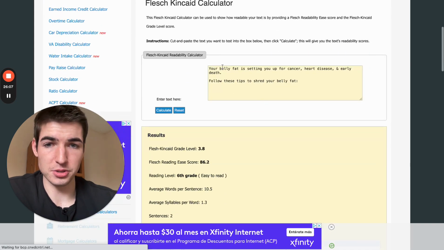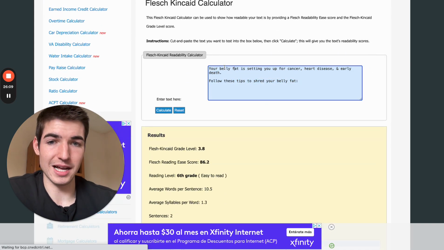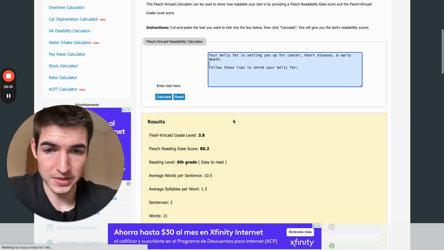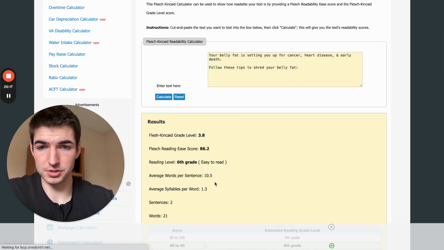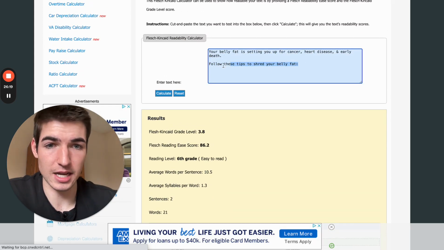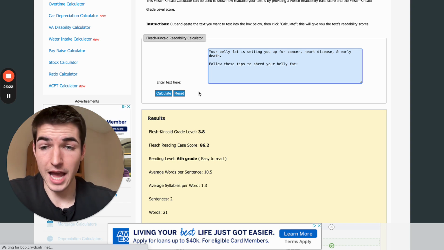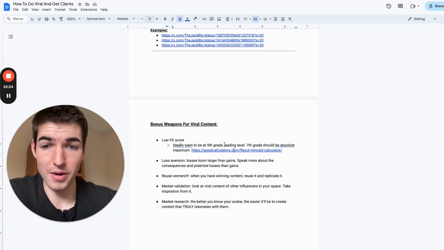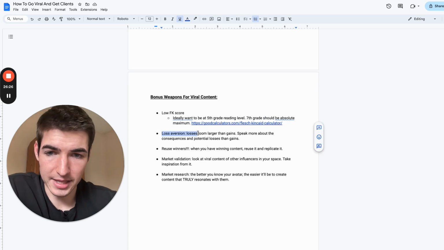All right, so this means simple words, simple language, short sentences. It doesn't necessarily have to be short sentences, but you want to keep it very easy to understand and easy to read. And this will give you the exact results. So you can test some things around, you can play with some things to try to reduce this, and this will really help you out. So that's a big thing right here. Low FK score.